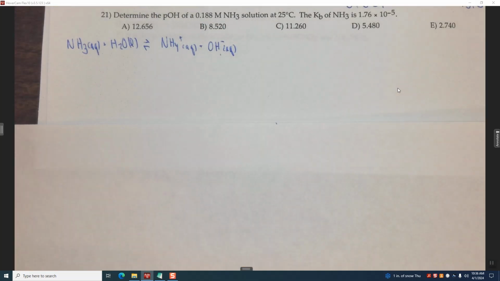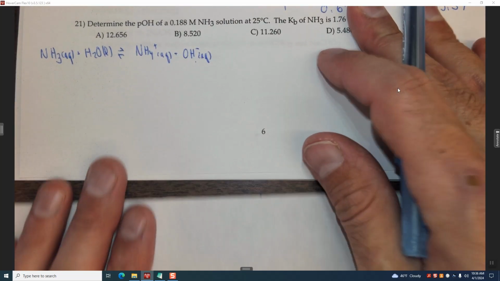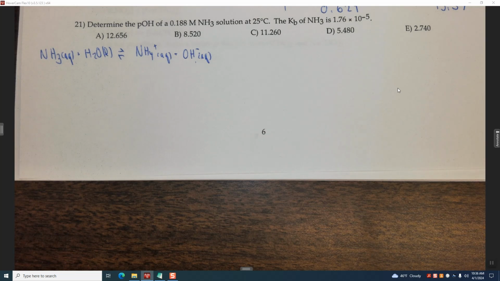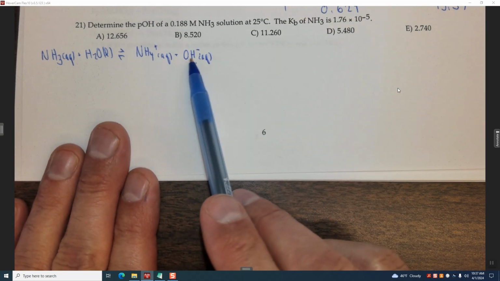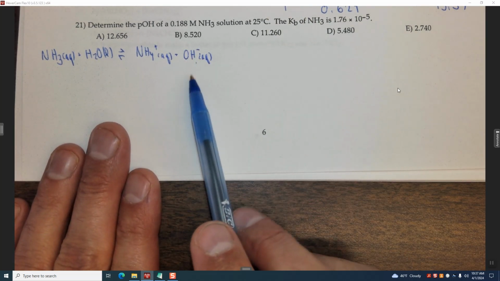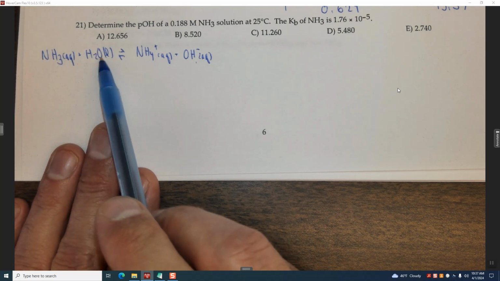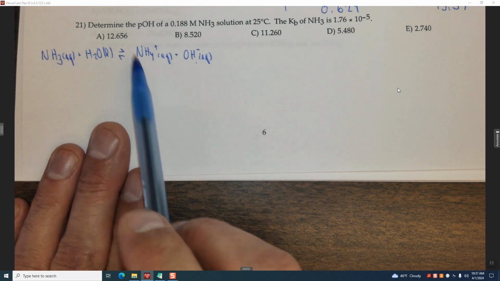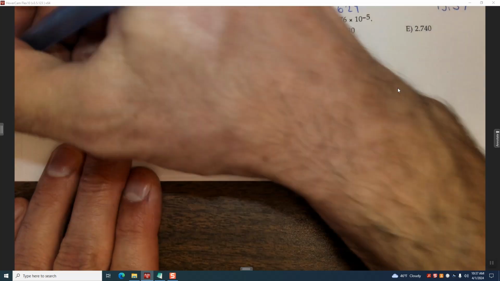All right, number 21 says, determine the pOH of a 0.188 molar NH3 solution at 25 degrees C, and then it gives us the Kb of NH3. Kb's mean that OH minus is a product of the equilibrium reaction. For Ka's, H3O plus is the product of the equilibrium reaction. So we know OH minus is the product, and NH3 is a weak base. It's going to take a proton away from the H2O, and that's what gives us the OH minus. So we end up with NH3 plus H2O yields NH4 plus, because it took a proton away from the water, plus OH minus.